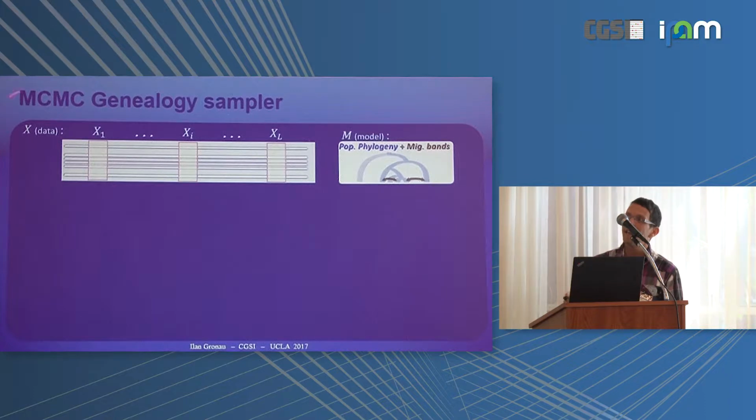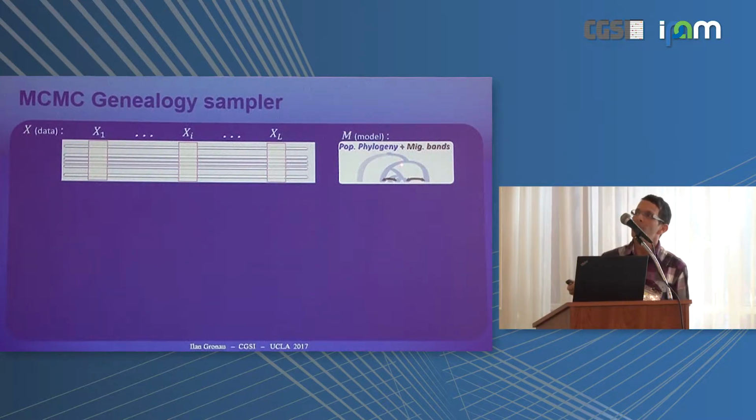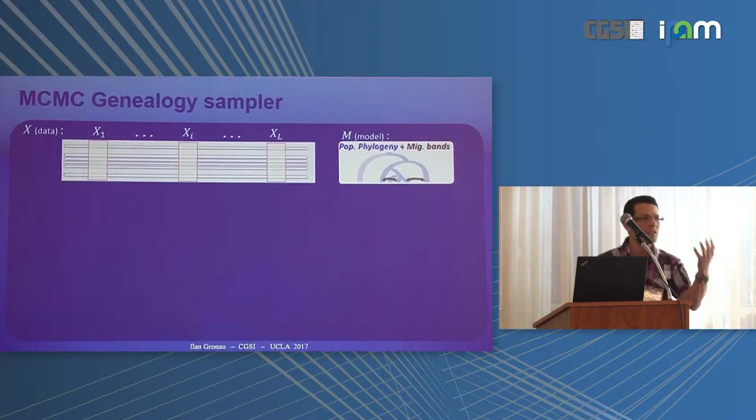So that's my data, and this is not part of my data, but it's part of my assumptions. I'm going to assume that I know what the population phylogeny, the structure, is, like which populations are more closely related to the others, and I'm going to add on top of that possible scenarios of gene flow. So in the second part of this tutorial, I'm going to talk a bit about how we figure out this part.